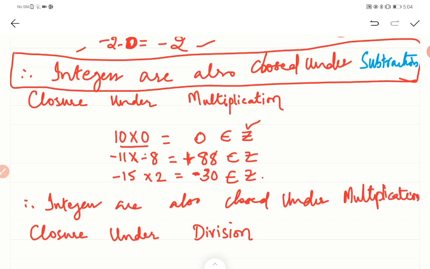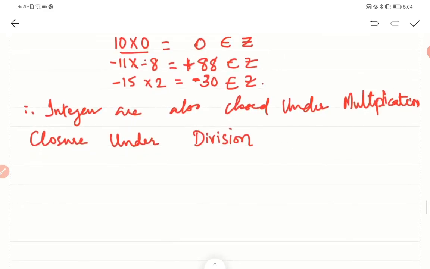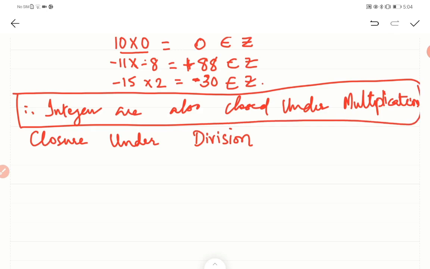Now let's see the last operation, division. Will it come true or not? Take some examples. 15 divided by minus 3. How much is it? It is minus 5, isn't it? So one is plus and the other one is minus. Plus divided by minus will give you answer in terms of minus. So this belongs to Z.